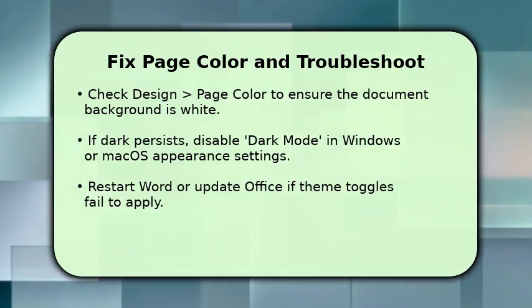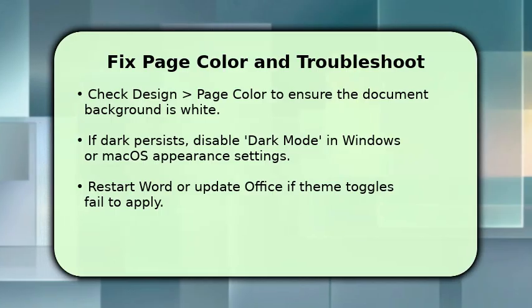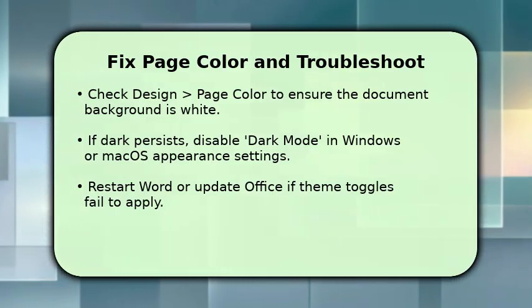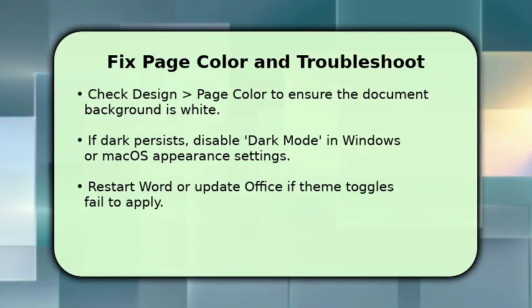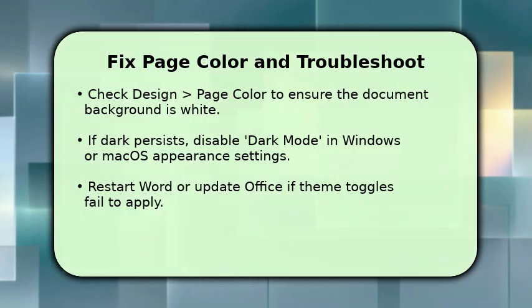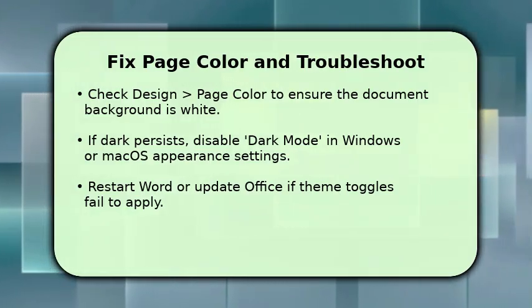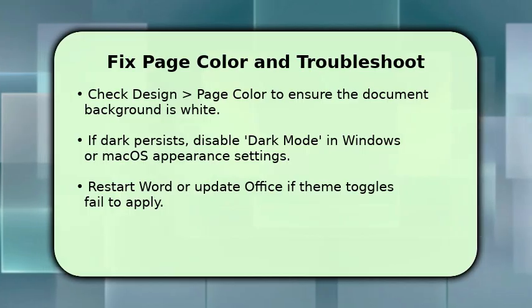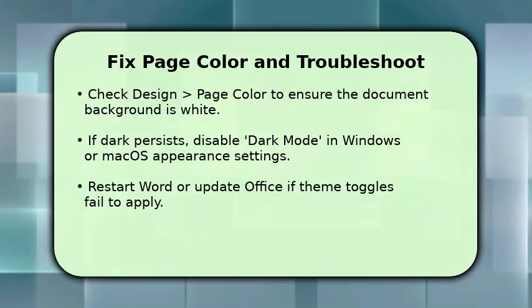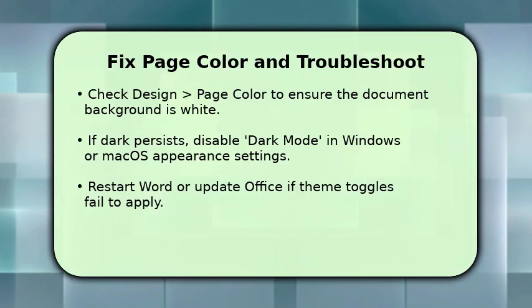If darkness remains, verify your system appearance. Windows or Mac OS dark mode can override some app elements, so switch system appearance to light and then reopen Word. Finally, if nothing changes, update Office or restart your machine. Updates and restarts fix corrupted settings and ensure your bright mode sticks.